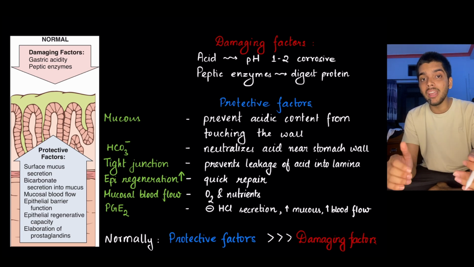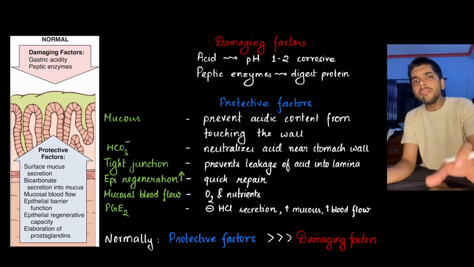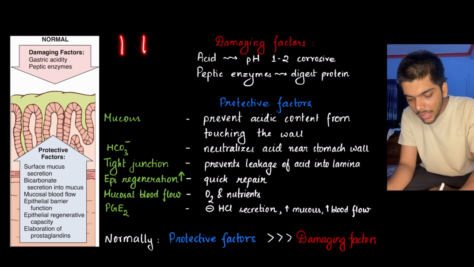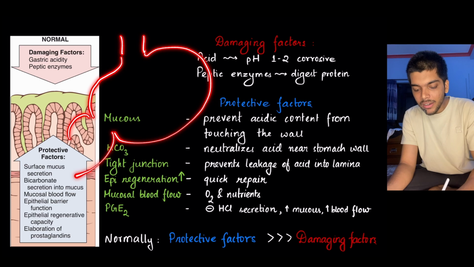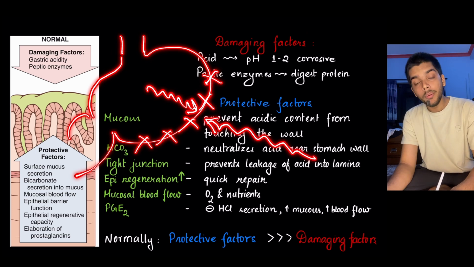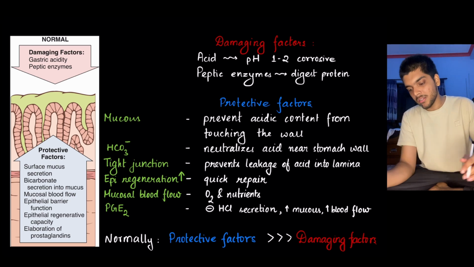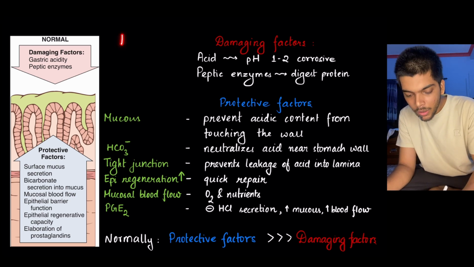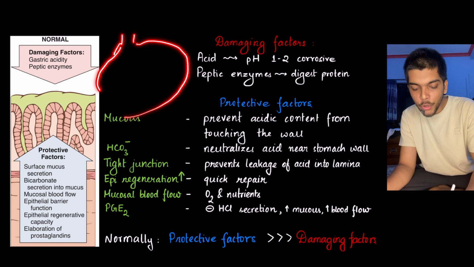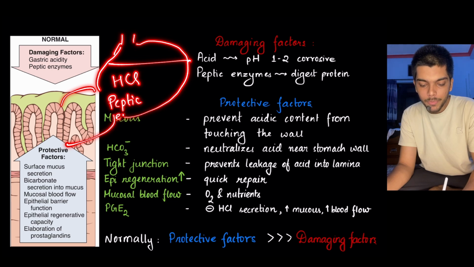So before understanding about the damage or the injury, you need to understand about what is happening normally in your stomach. Normally, in your stomach, there are factors that are continuously trying to damage the wall of the stomach. And then there are factors that are continuously preventing this damage from occurring. So what are these factors? First, the damaging factors. Within the lumen of the stomach, there are two major things. Number one, hydrochloric acid, and number two, peptic enzymes.